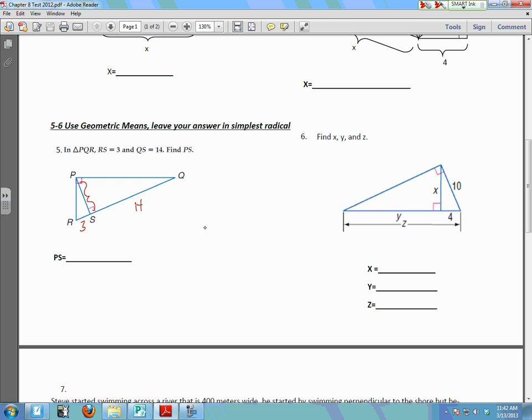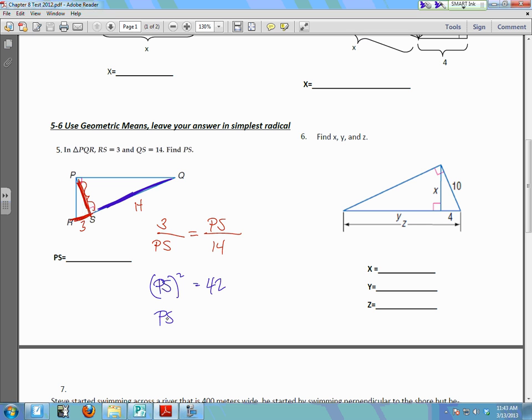So what we want to do, we know that this segment here that we're trying to find is an altitude of a right triangle drawn from the right angle to the hypotenuse. And we had a corollary that said that segment, that altitude, is the geometric mean. So it goes there and there, between the two parts of the hypotenuse. This red part is the one part of the hypotenuse, and this blue part is the other part of the hypotenuse. When I cross multiply, I get PS, my variable squared, is equal to 42.